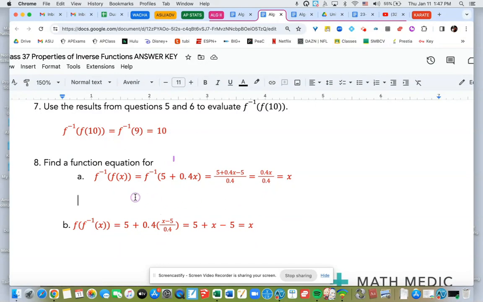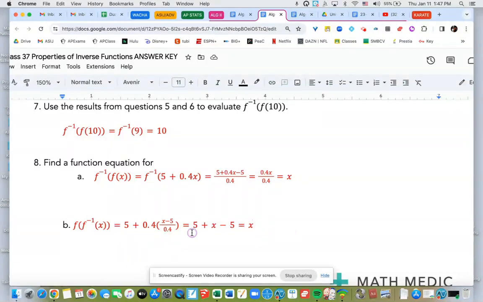You could do it the opposite way as well, which is what they're doing on part B. So part B is taking the inverse equation, which is all of this, and sticking it inside my original function. So here's my original function, and they're putting that inside where the x was on the original function. Then it's our job to simplify. So 0.4 divided by 0.4 cancel, and I'm left with this. 5 minus 5 will cancel, and I'm right back to where I started with x.